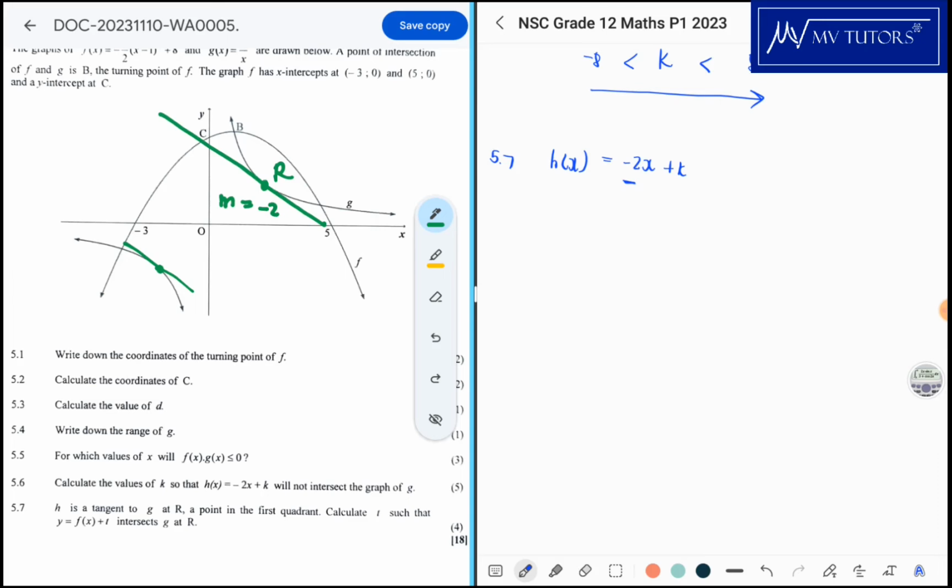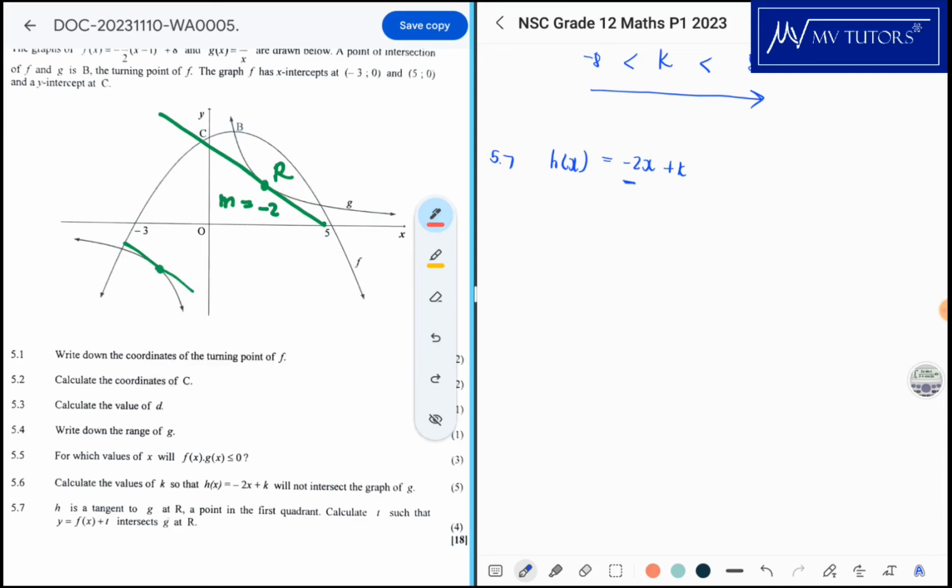Now it says calculate t such that now we have a function y is equal to f of x plus t intersects g at R. So basically we are taking f of x and we are shifting it down. Okay, let's use a different color.